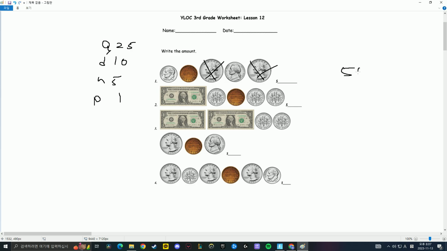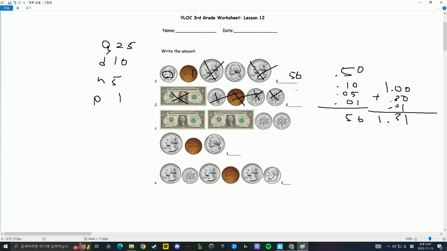Okay, so we have two quarters, which is 50 cents, and we have one dime, which is 10 cents. We have one nickel, which is 5 cents. We have one penny, which is 1 cent. Add that all together, that is 0.56, or 56 cents. We have $1, that's a dime, so that's 30, that's a penny, so that's $1.31.